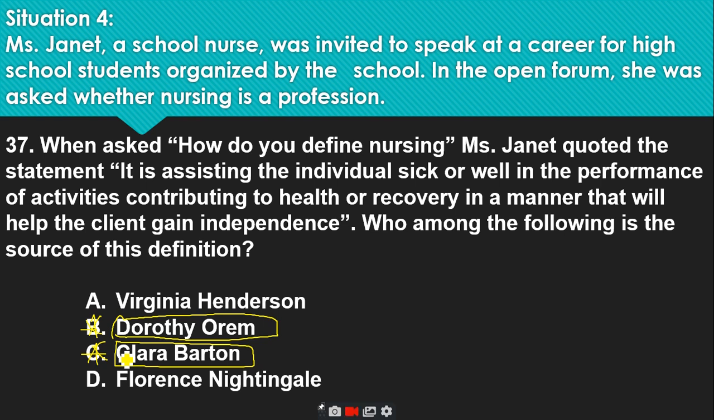Of course, the focus of Florence Nightingale is basically on environmental theory, which will actually help and facilitate recovery of the patient. So the best answer here is letter A, Virginia Henderson. That's going to be the 14 basic needs of an individual. So the best answer for number 37 is letter A.